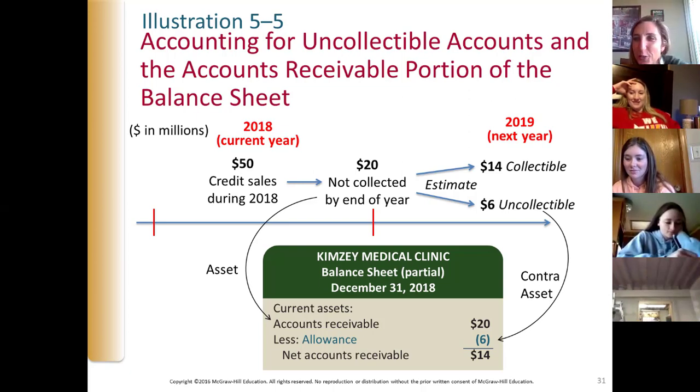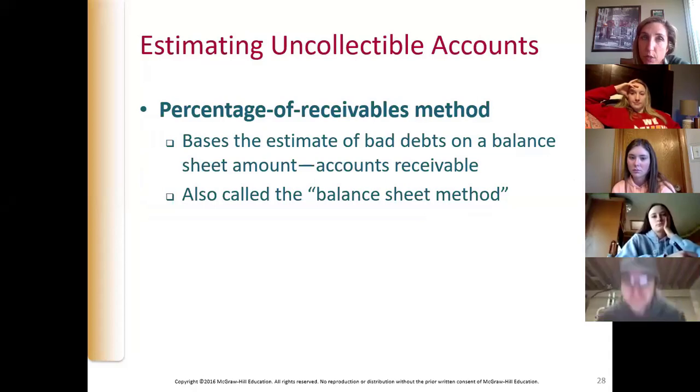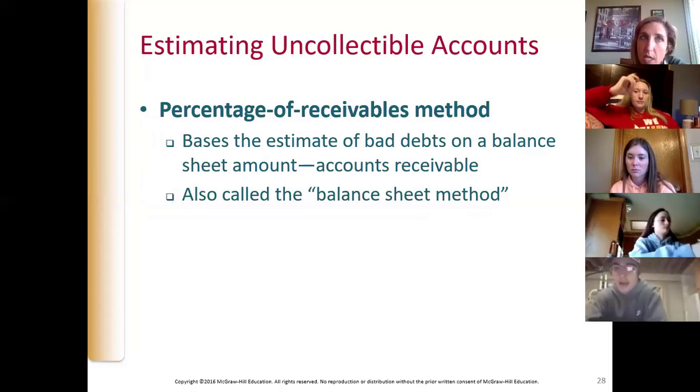Okay, so real quick then. After you estimate your bad debt expense, and the way we're going to do it, hopefully you're on a slide that says percentage of accounts receivables. That's the method we're going to use. I'm not going to make you learn the aging method that is discussed in the chapter, but I won't test you over the aging method. The estimate will just always be a percentage of accounts receivables.